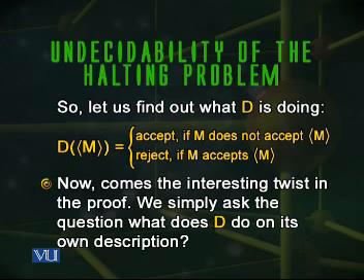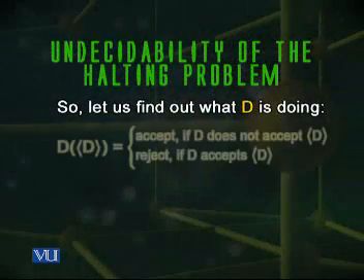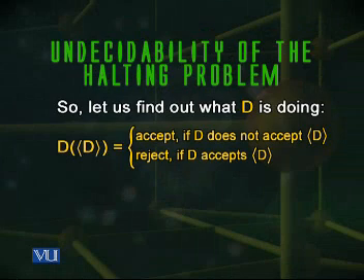Now there is a very interesting twist in the proof. What we are going to do is simply ask the question, how would D behave if we give it its own description? All right, what would be the behavior of D if D were provided its own description as an input? Let's find out what D is doing. If we give D its own description, it will accept if D does not accept its own description, and D will reject if D accepts its own description.